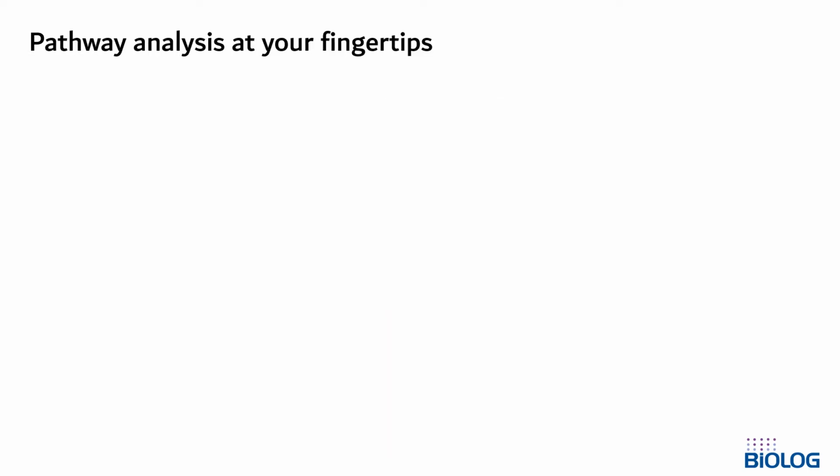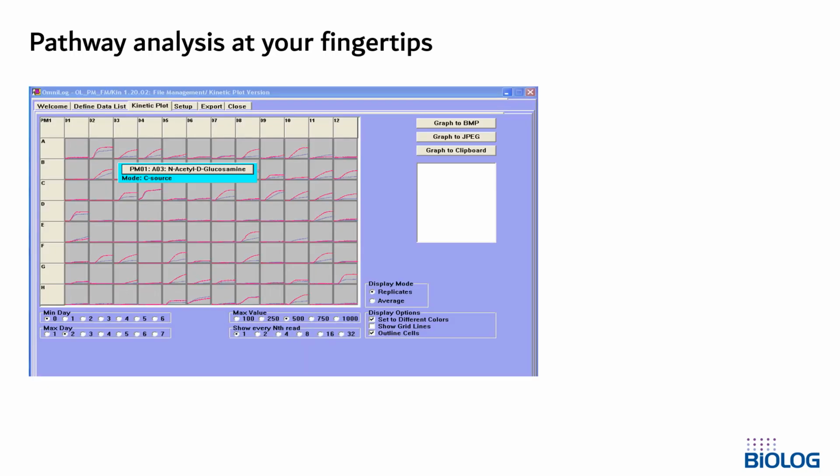So how do we correlate these color changes in wells to the metabolic function and figure out exactly what's going on with our strains? Let's take a look at the OmniLog software and see what the options are. The OmniLog PM software is linked to the Kyoto Encyclopedia of Genes and Genomes, or the KEGG database. And so we can click on a single well on a plate, and the software will tell us what the compound is in the well, along with the mechanism of action.